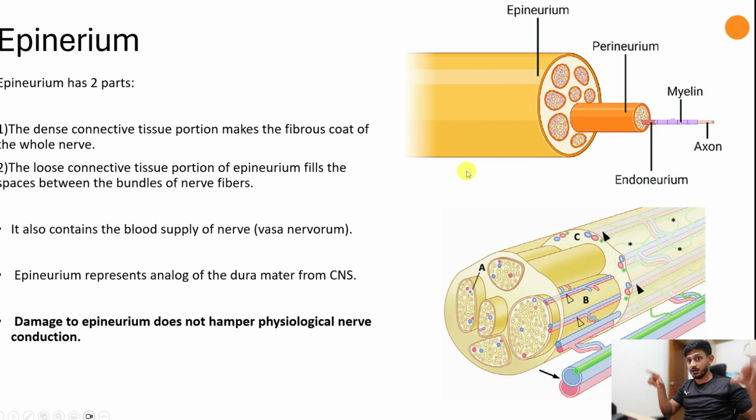The epineurium has an outer fibrous coat and also loose connective tissue which fills the portions between the bundles of nerve fibers. You can see these are the bundles of nerve fibers. All this is epineurium. The outer coat is also epineurium. It contains the blood supply of the nerve called the vasa vasorum, and it is an analog to the dura mater of the CNS. Any damage to the epineurium does not hamper physiological nerve conduction because nerve fascicles are still intact.